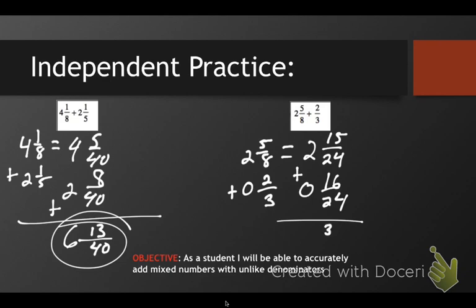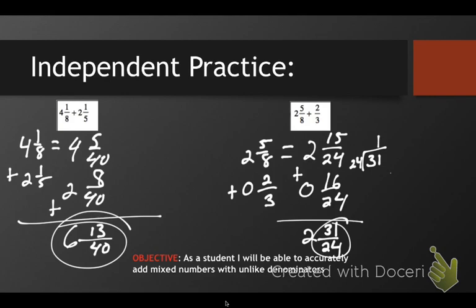15 plus 16 is 31 over 24. 2 plus 0 is 2. Unfortunately, 31 over 24 is not simplified, or sorry, it is improper. So we need to fix that. So let's go ahead and put 31 in our box. Let's make it a little bit bigger. 31, and we're going to put 24 on the outside.